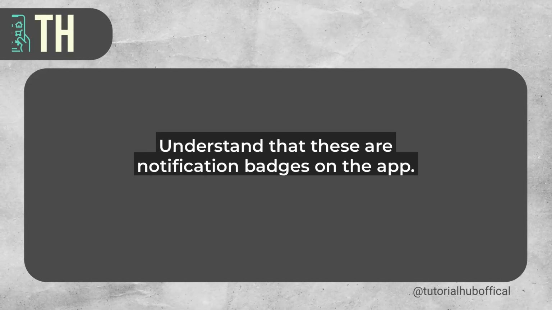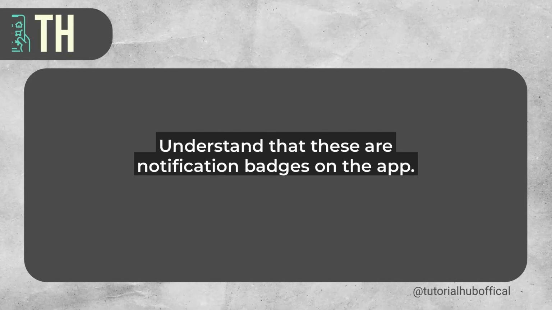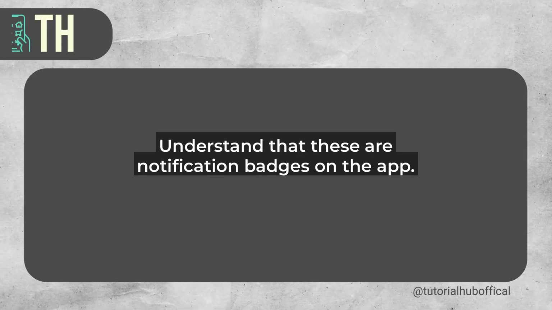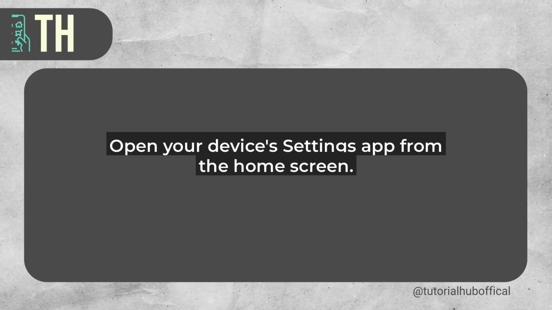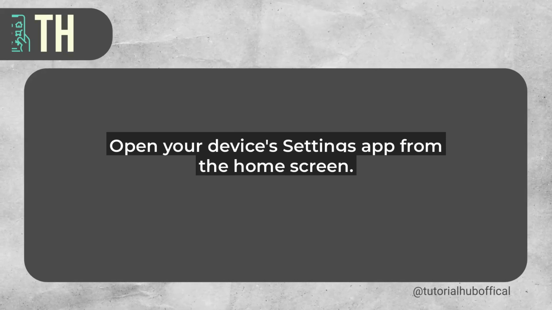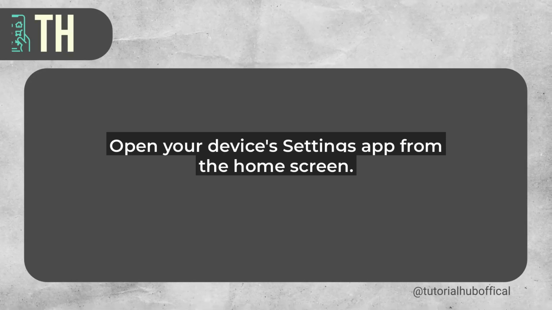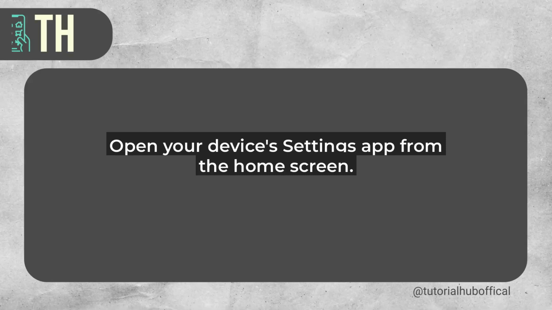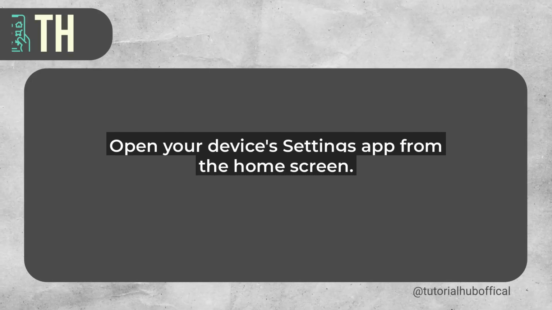First off, why do these numbers appear? They're basically badges that show unread notifications from the Google app, like emails in Gmail or search alerts. But if they're overwhelming your icon, it's time to turn them off. Start by unlocking your device and opening the Settings app. This is usually found on your home screen or in your app drawer. It's the gear icon. Once you're in Settings, scroll down and tap on Apps or Applications, depending on your device.